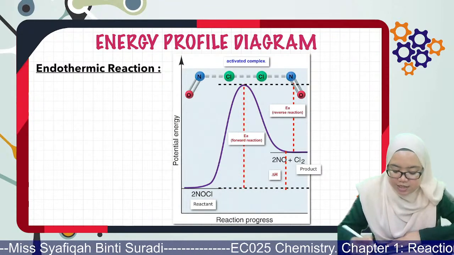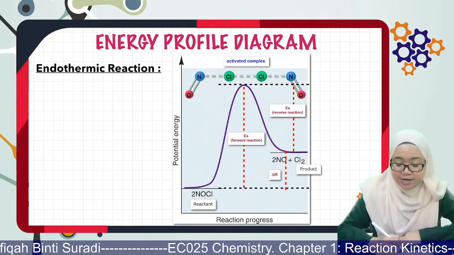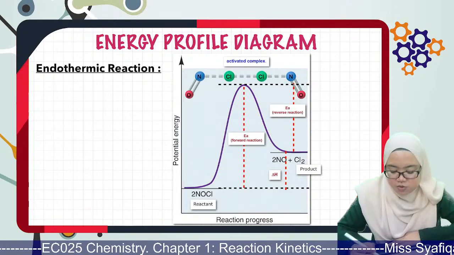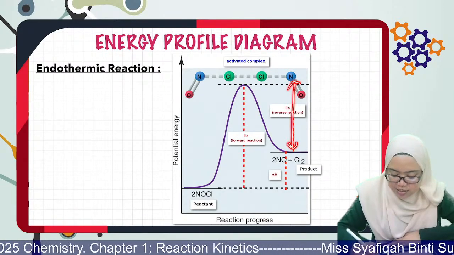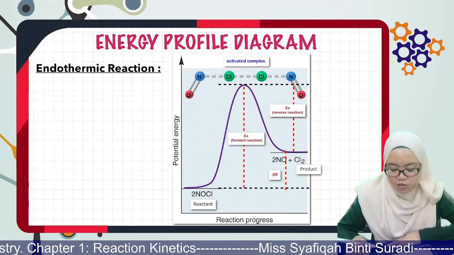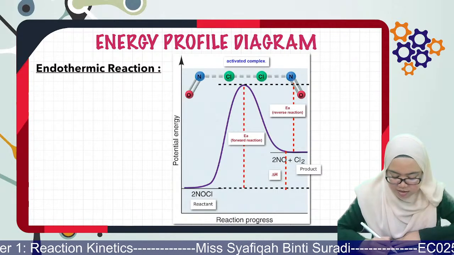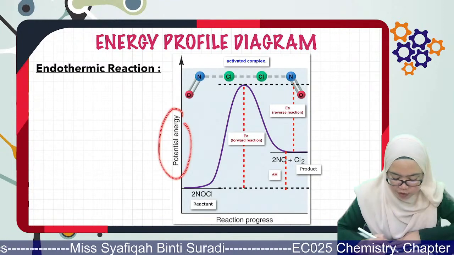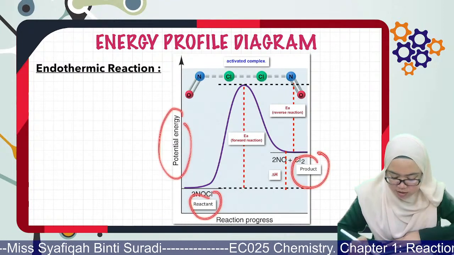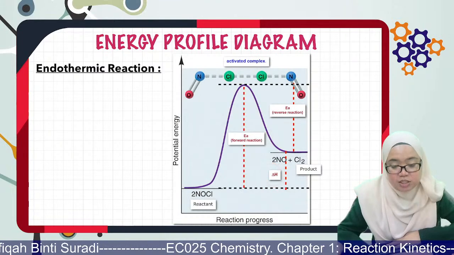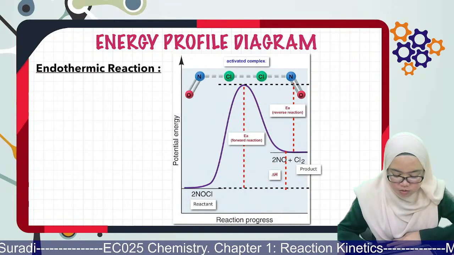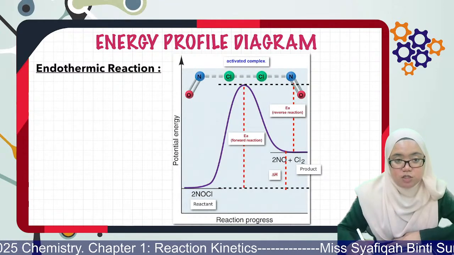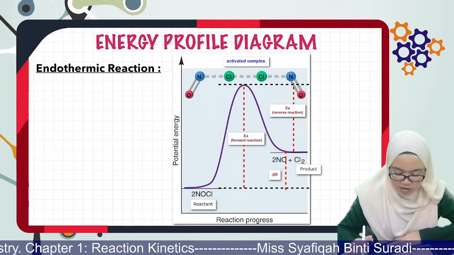Okay, so EA reverse adalah produk kepada reactant, means daripada produk ke EA. So ini kita punya EA reverse reaction. So delta H adalah difference in potential energy between reactant dan juga product. So ini adalah kita punya delta H. Alright. So ini adalah profile diagram untuk endothermic dan juga exothermic reaction. Okay.